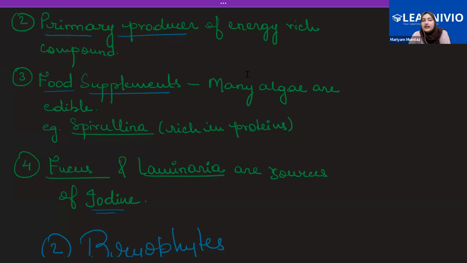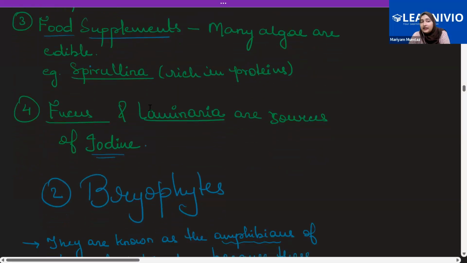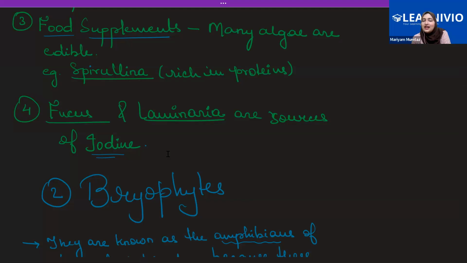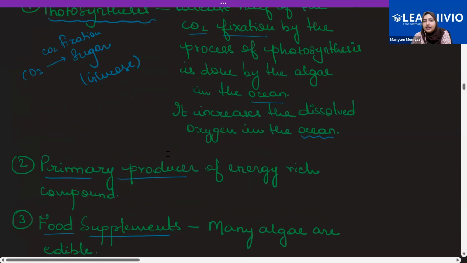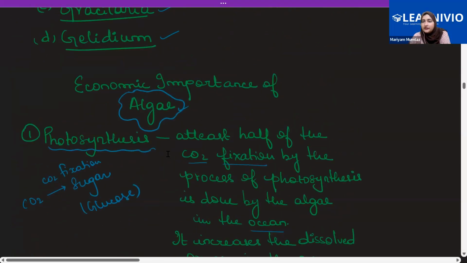Then the last is like the fucus and the laminaria. These are the examples of which type of algae? Phaeophyceae. Very good. Brown algae. So they are great sources of iodine. Okay, salt, like salt has iodine in it, so iodine can be produced from fucus and laminaria. Clear? So these are the different economic importance of the algae. Different classes, each of them have their own particular function to perform.